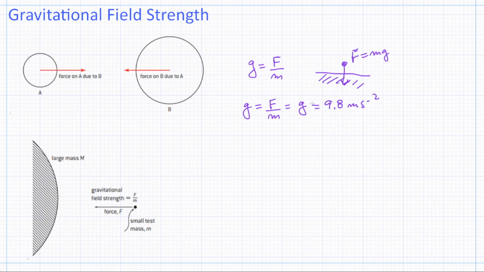That actually shows us that we may describe our gravitational field strength in two different units. Meters per second squared is fine, but also, if you remember, this is force and this is mass, we could also describe it as newtons per kilogram.